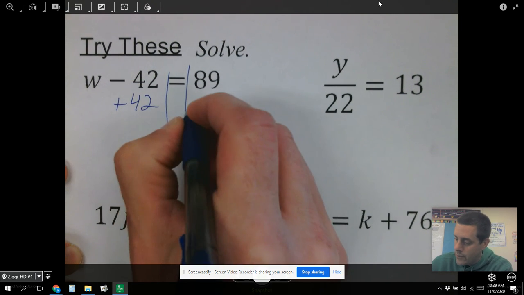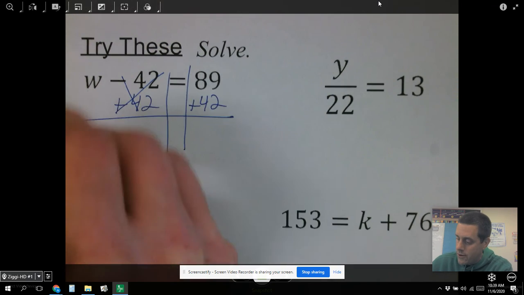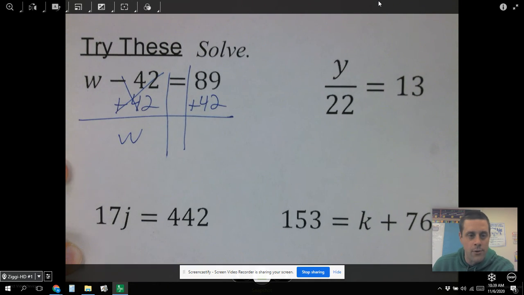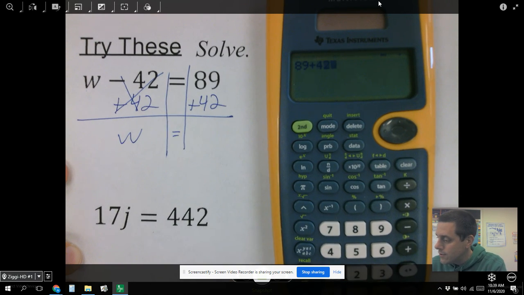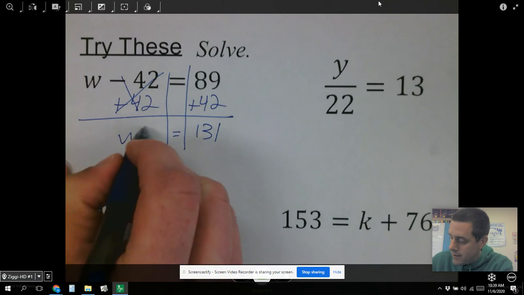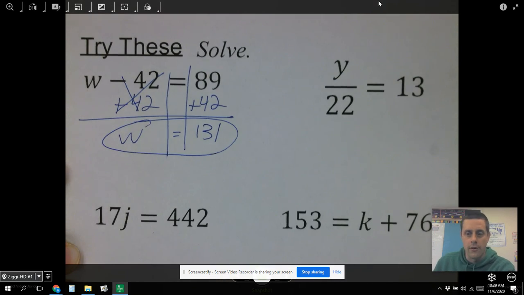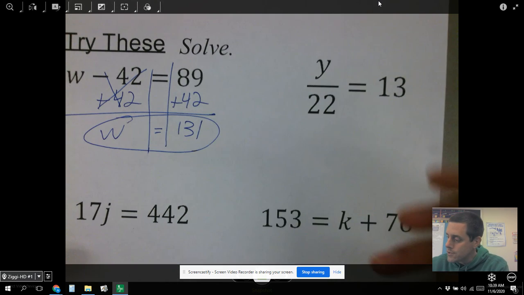Whatever I do to one side of the equation, I'm going to do the same thing to the other. The additive inverse leaves me with 0, and w plus 0 is just w. I'm going to drop the equal sign, and then calculation 89 plus 42 gives me a solution of 131. W equals 131.